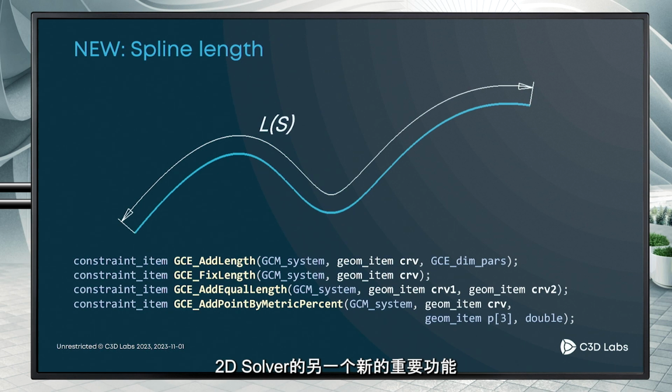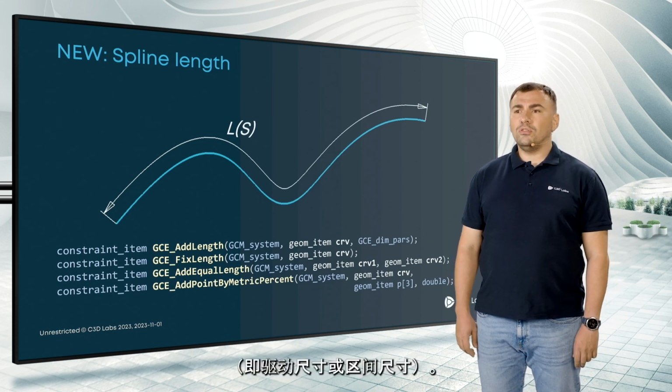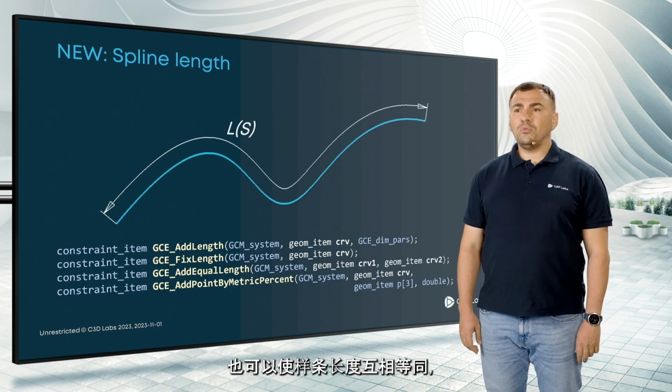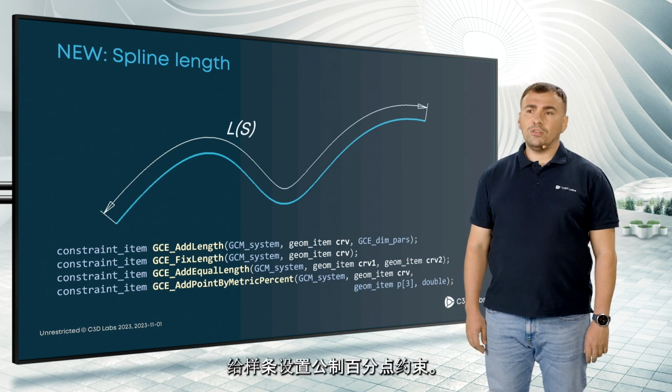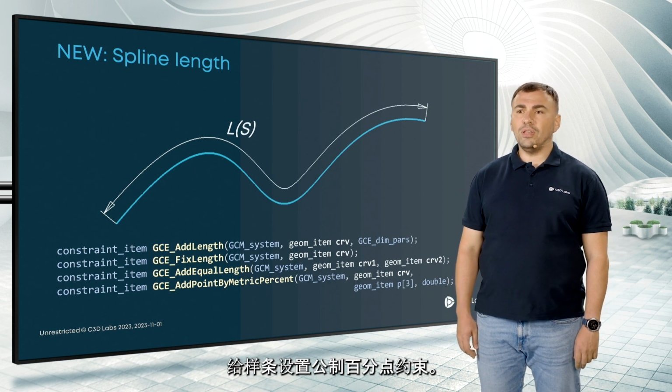Another important new feature of the two-dimensional solver is the ability to manage metric spline length. Now you can work with the spline length as an informational, driving or interval dimension. You can also equate spline lengths to each other and impose a point by metric percent constraints on the spline.